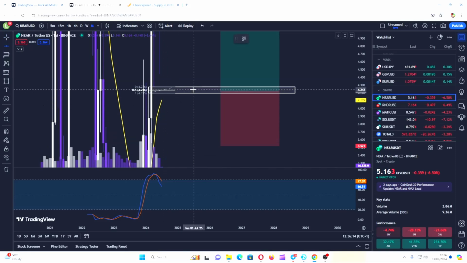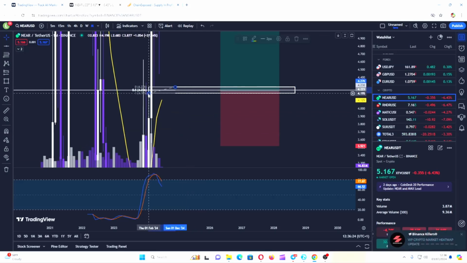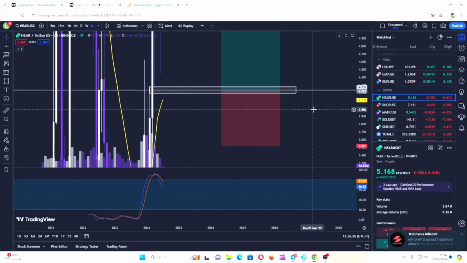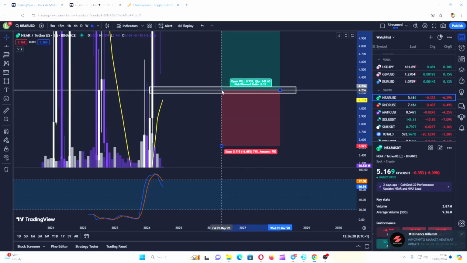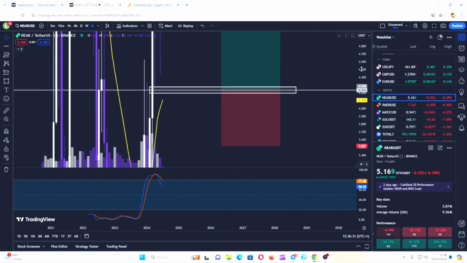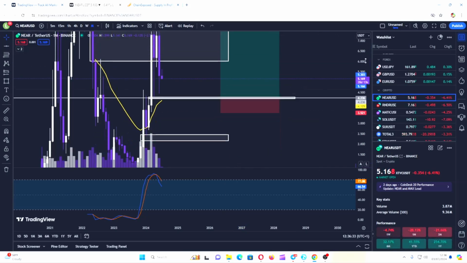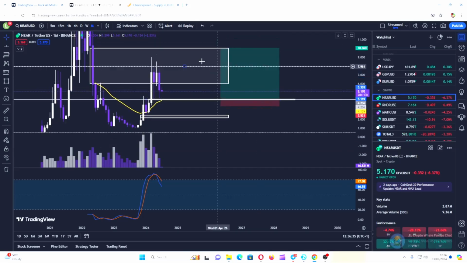Mark out the midpoint. Remember, this is on the monthly. Let's try to get it straight there. Remove the fib tool. Set your entry there. Aim for the top of that fair value gap.